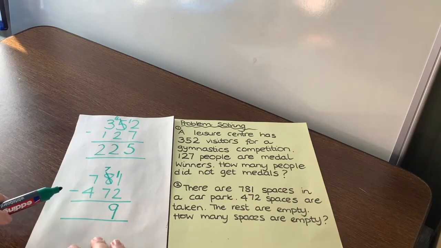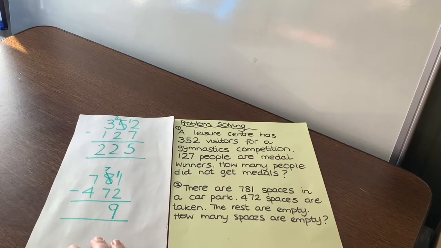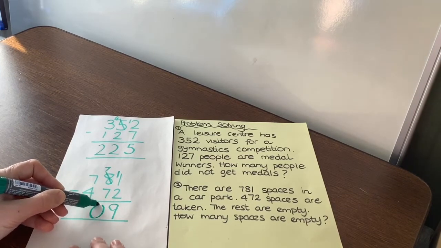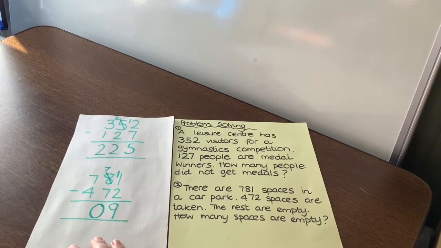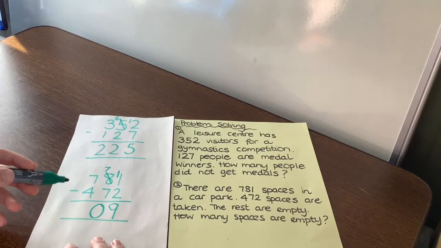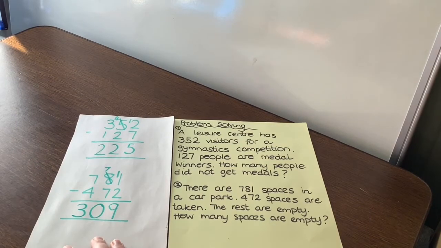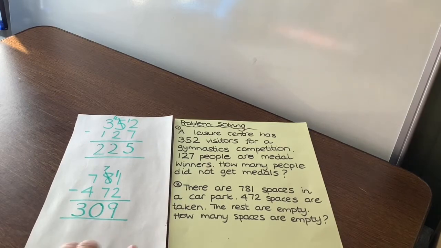Then we have 7 tens and we're subtracting 7 tens. Numbers the same, zero's the name. 7 tens subtract 7 tens means that there will be no more tens. So 0, we'll pop the placeholder in. And then we have 700 and we're subtracting 400. That means we have 300. So 781 subtract 472 equals 309. So how many spaces are empty? 309 spaces are empty.